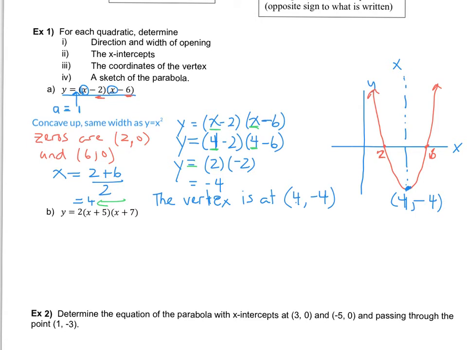All right, looking at our next example here, the value in front of the brackets is the a. A is 2 here. It's positive again, so our parabola is going to be concave up, but it's going to be skinnier than y equals x squared. Now to get our zeros, we're going to look at what is being subtracted from x. So what I have here is x plus 5, which is the same as x take away negative 5. So one of our x-intercepts is at negative 5. Likewise with this one, x plus 7 could be written as x take away negative 7. So our x-intercepts are going to be at negative 5 and negative 7.